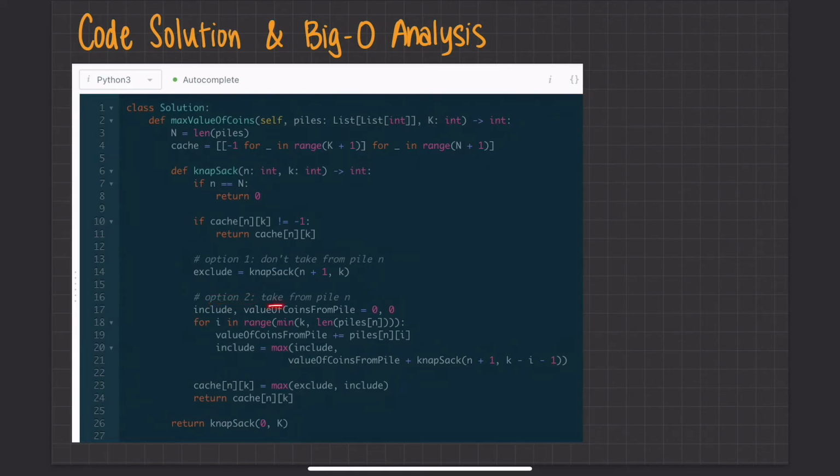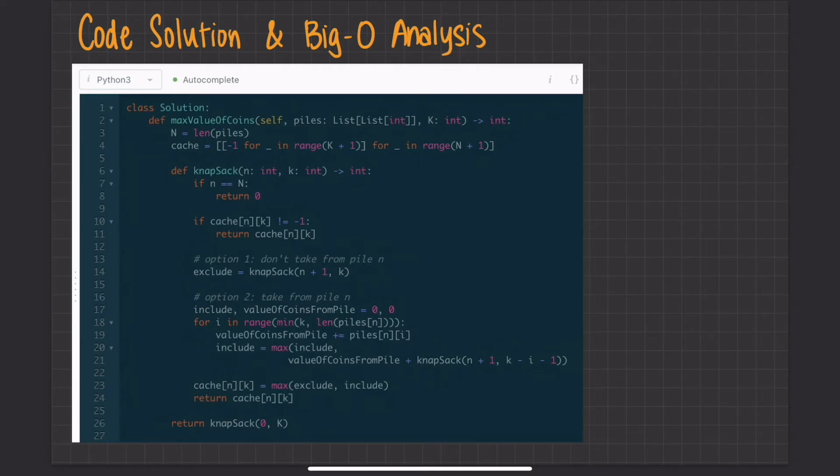Option 2 is that we do indeed take from pile n. What we do is we create two variables, and this is where it differentiates from the original knapsack problem. Include is initialized to be 0 as a starting point, and value of coins from pile shows us the total aggregate sum of all the coin values that we've taken from pile n so far. I is the index referring from index 0 all the way till the end of pile n, pointing us to which coin is on top so far.